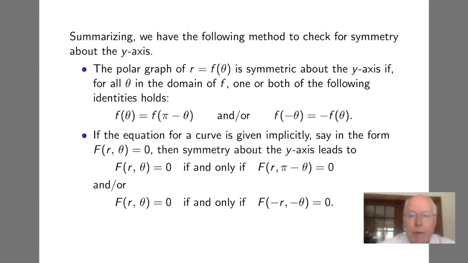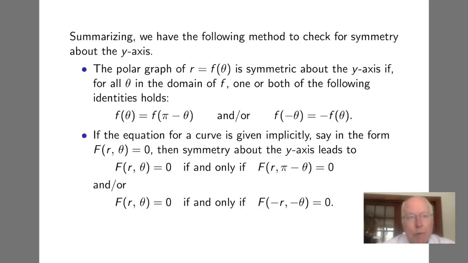So in summary, we can check for symmetry about the y-axis by checking a couple things. If we have an r equals f of theta type equation and we have symmetry about the y-axis, we should check and see that f of theta is f of pi minus theta. That was our first instance. Or with the negative r connotation, that f of minus theta equals minus f of theta.